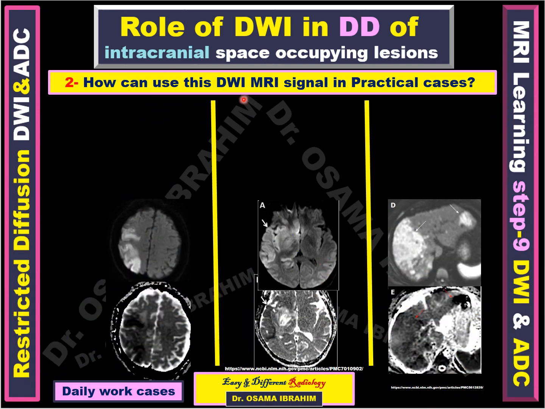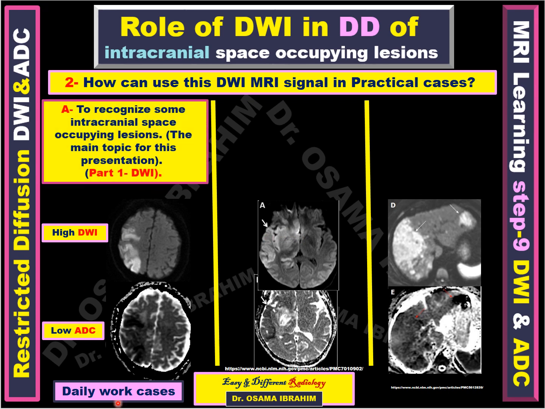So, how can you use this diffusion weighted image MRI signal in practical cases? This is the second question. This is an example for the 3 situations in which I will talk about restricted diffusion. If you look here, the first row represents the diffusion weighted image MRI sequence, and the second row represents the ADC map. I presented here high signal in diffusion at that region, which is also consistent with low signal in the ADC map, in the same patient in the same area.